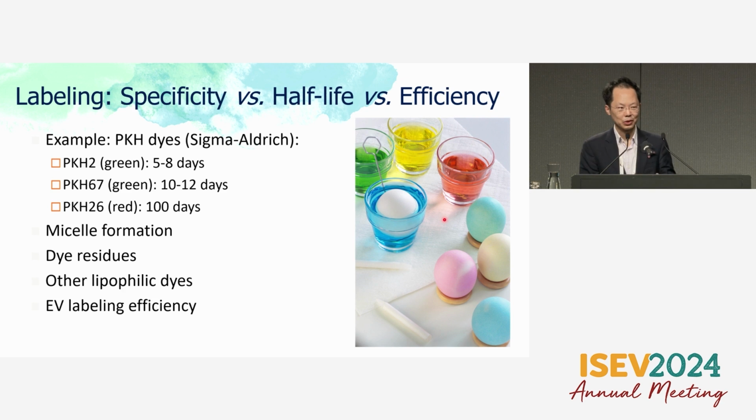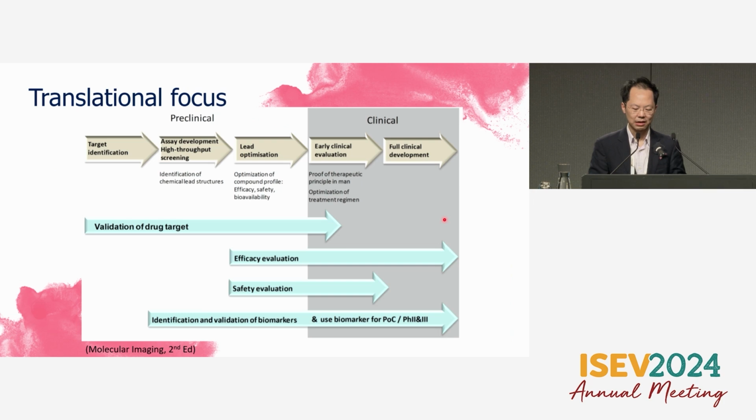I'm not saying that there are no good dyes. It's just that you need to know what you're working with. Yeah. So the dyes are not evil. Rather, the user should know what's going on. One thing that not many people look into is the labeling efficiency of the dyes. How do you know if you label 100% of your vesicles? I don't think anyone dare to claim that. I definitely do not dare to claim that. But keep that in mind when you're applying the different labeling methods, as well as its half-life.